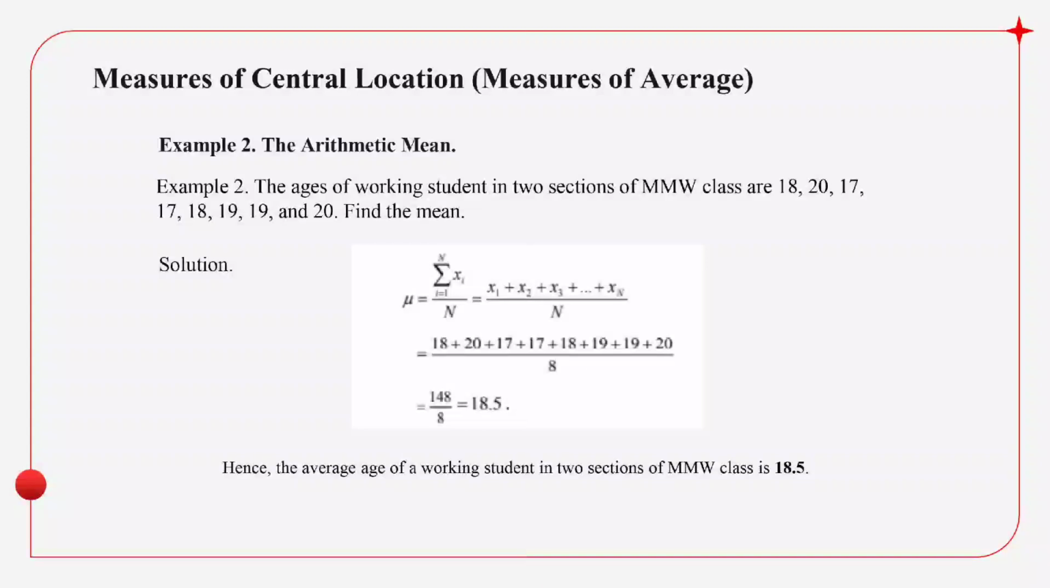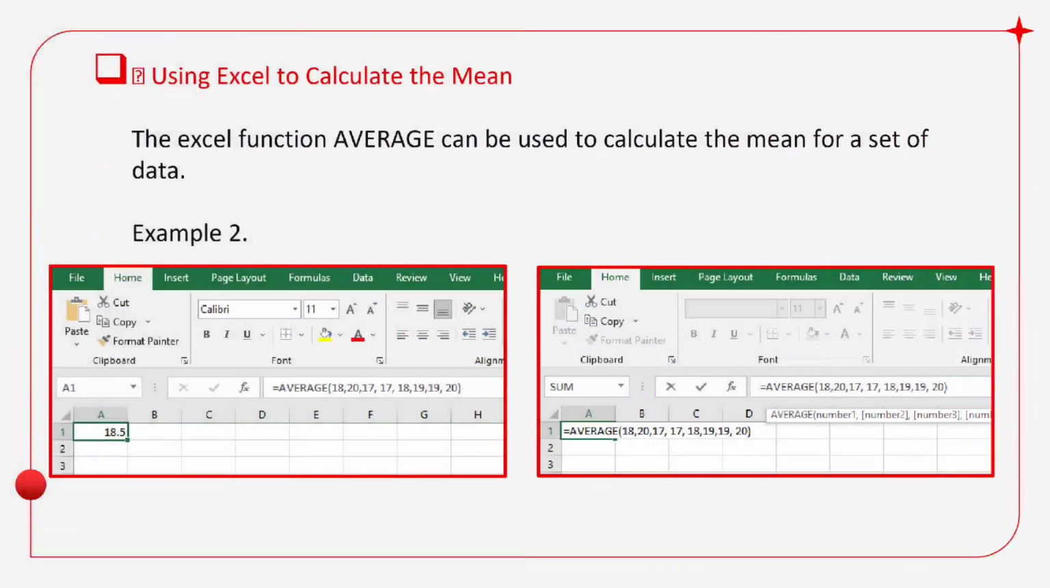Kasi yun yung tanong. The ages of working students in 2 sections of MMW class are 18, 20, 17, 17, 18, 19, 19, and 20. And you just have to find the mean. So another example using Excel to calculate the mean, just use the formula for the average function and plot the numbers, and then it will automatically give the answer.